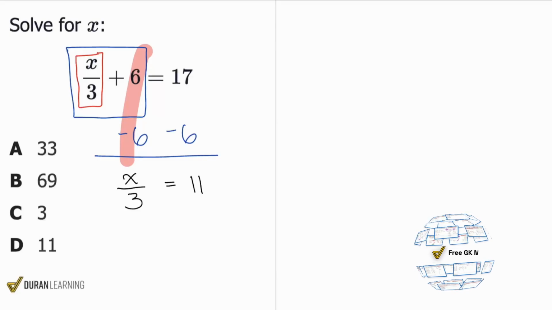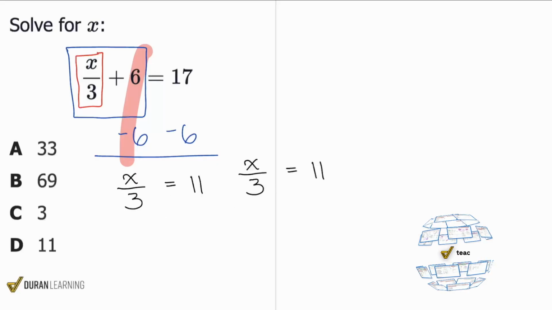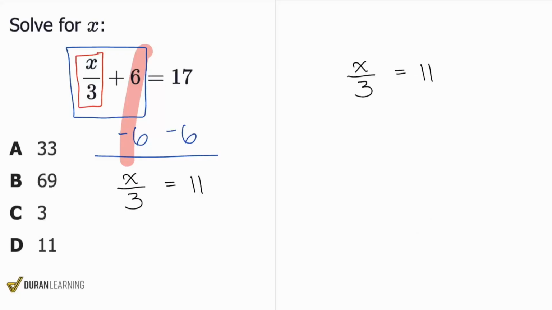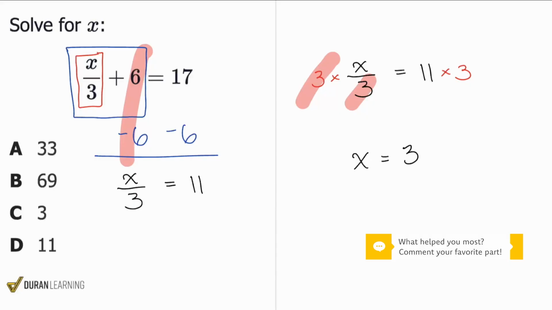What we're going to do next, I'll just go ahead and copy this over. And what we're going to do next is the same that we have been doing. It's the opposite operations, working backwards. So to undo dividing by 3, we'll go ahead and multiply by 3, again, on both sides. And once we do that, cancellation happens, giving us x equals 11 times 3, which is 33. And the correct answer here, my party people, is answer choice A.